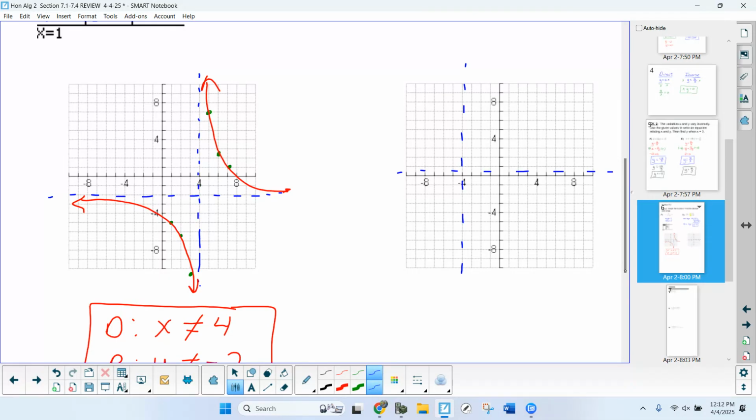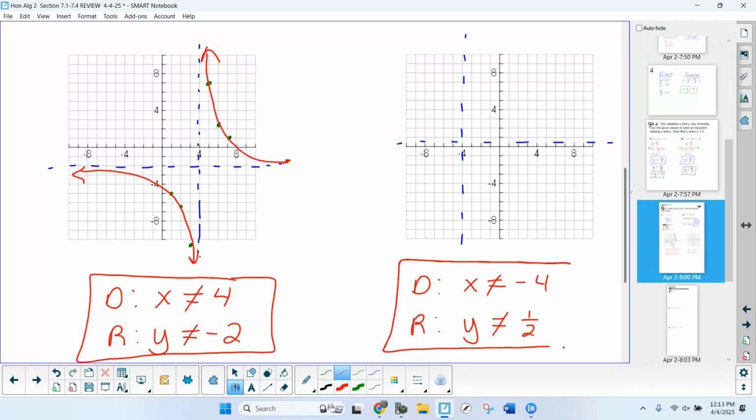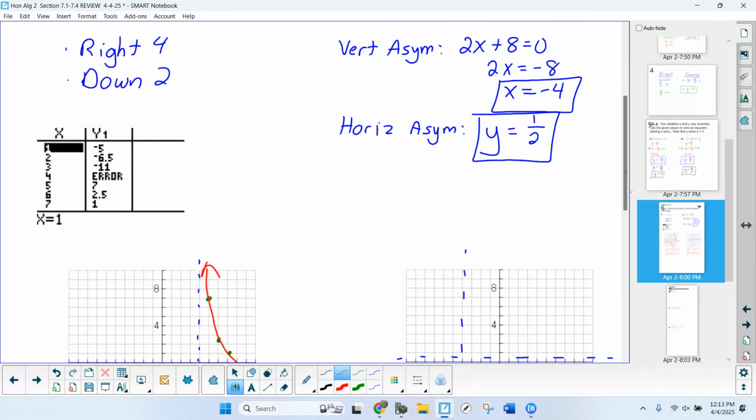So I could come down and answer domain and range right now before I even graph. What's x not allowed to be? -4. What's y not allowed to be? 1/2. Now I had people using not equals to in my asymptotes. Because that's the equation of a vertical line. X is equal to -4. The equation of that horizontal line. Y equals 1/2.